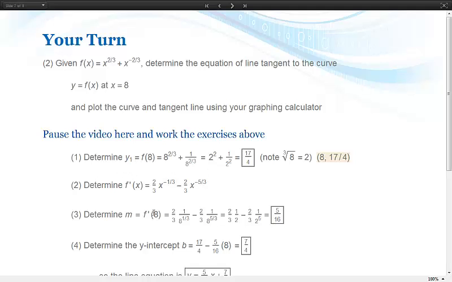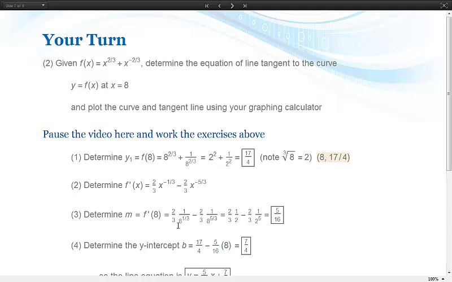And then to get the slope, m, we plug the x value into my derivative. So the instantaneous rate of change of the function at x equals 8 is f prime of 8. Well, I plug in 8 again. This is 2/3 times 1 over x to the 1/3, so that's 2/3 times 1 over 8 to the 1/3, minus 2/3 times 1 over 8 to the 5/3.